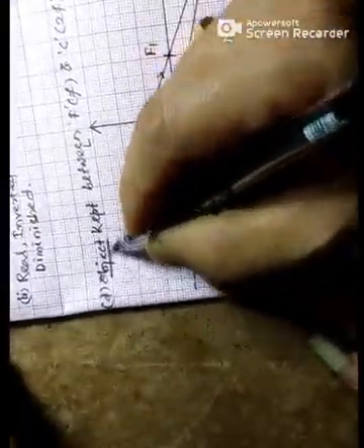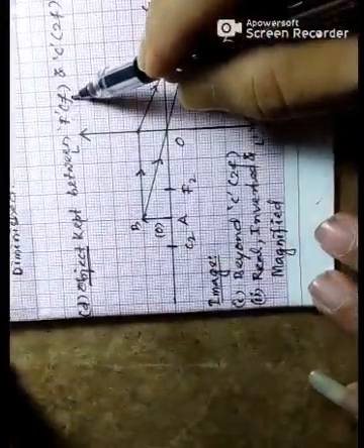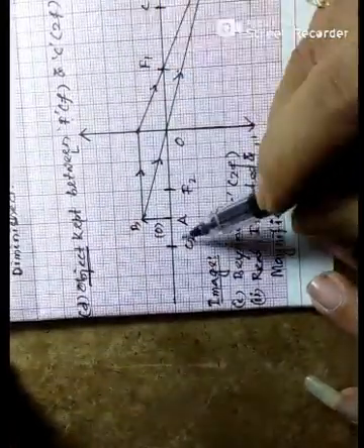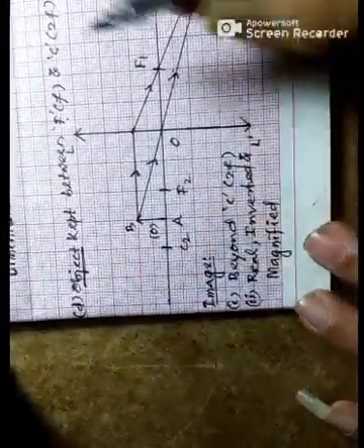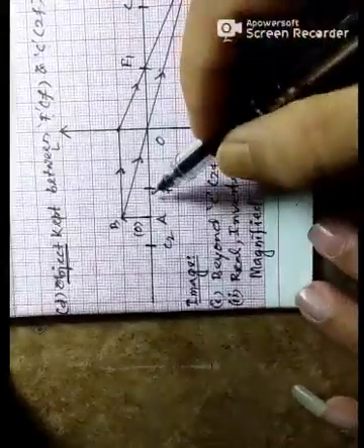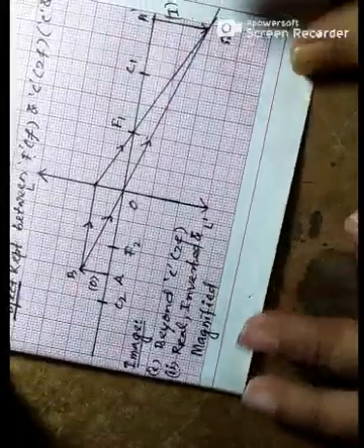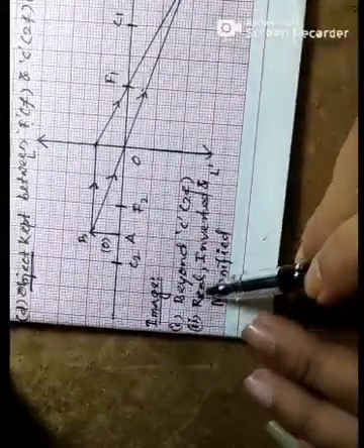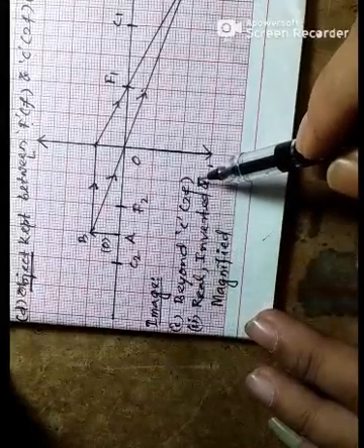Okay, the fourth one is: object kept between focus or focal length and center of curvature. So here these 2 points, C and F, so F length and 2F length. So here you will see this is the image. Okay, so you will observe that the image is going to form beyond C or 2 times of focal length.